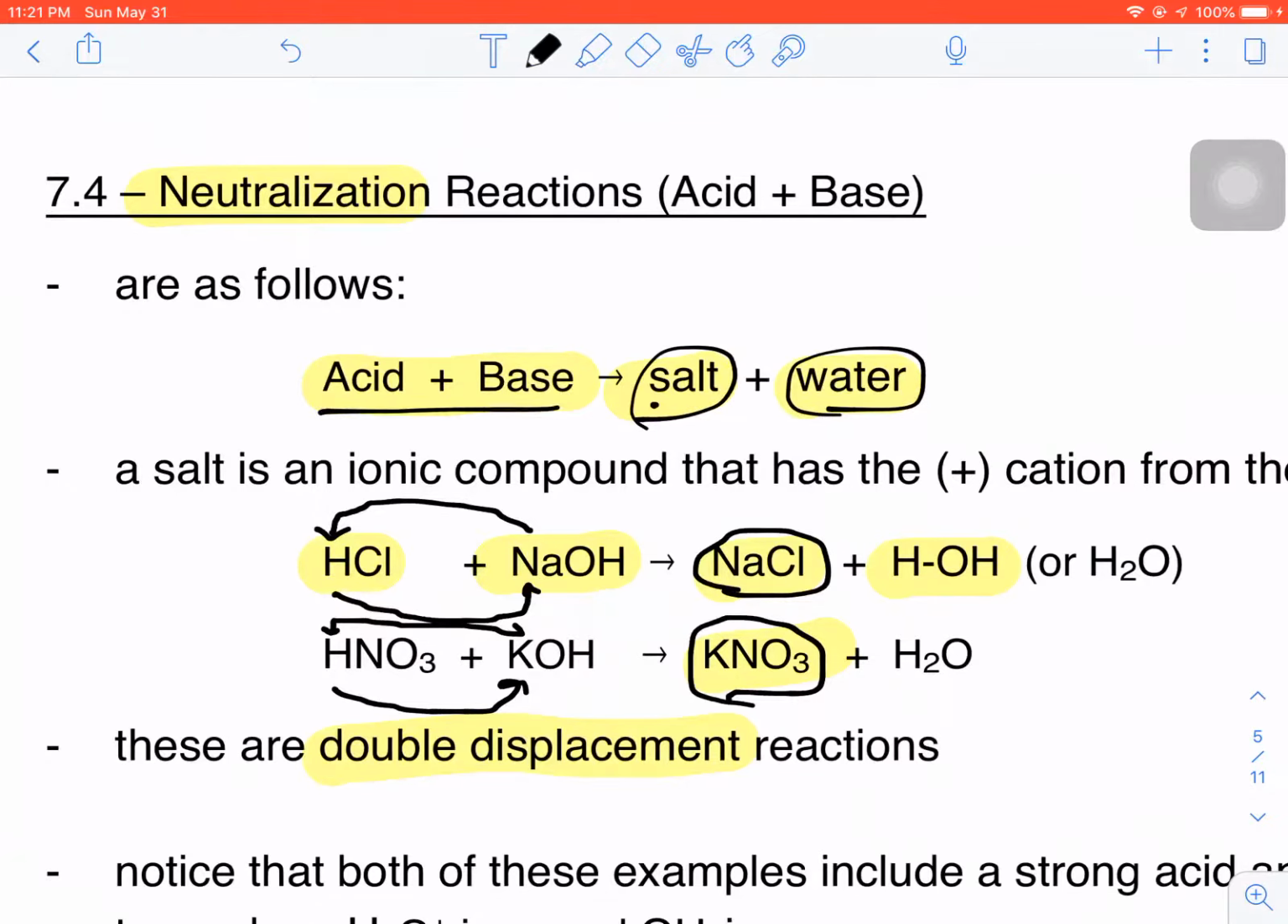And we always start with an acid and a base. So that's what a neutralization reaction is. It's a type of double displacement reaction.